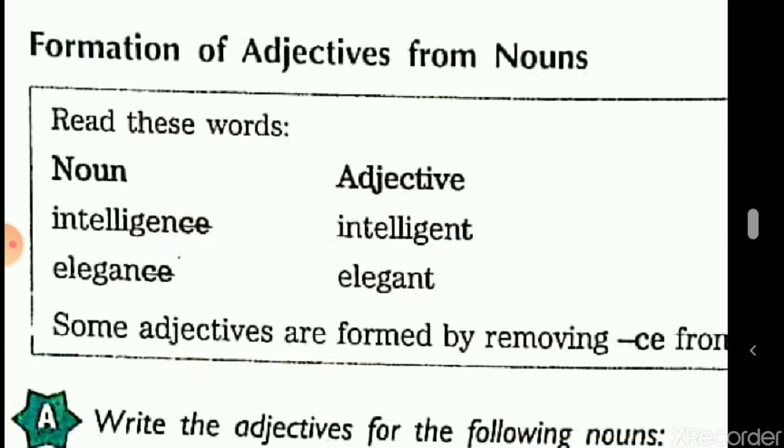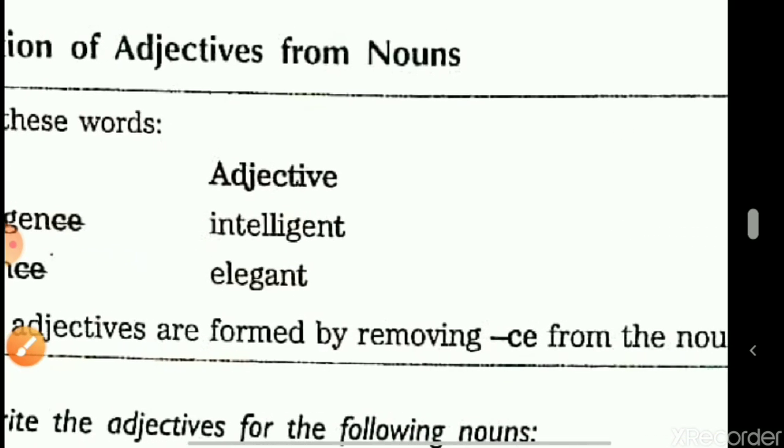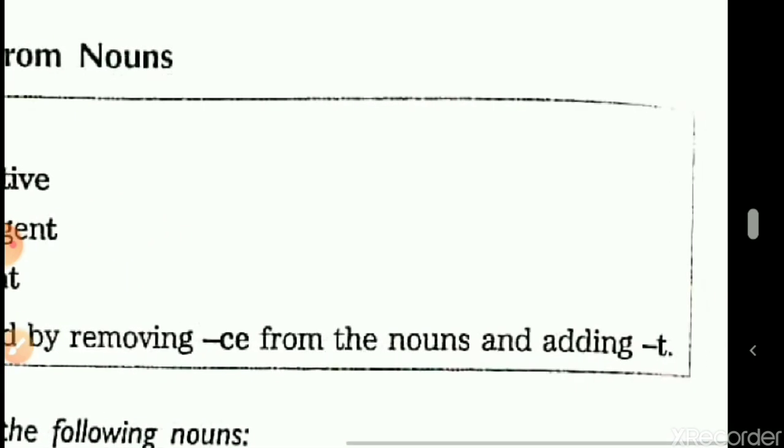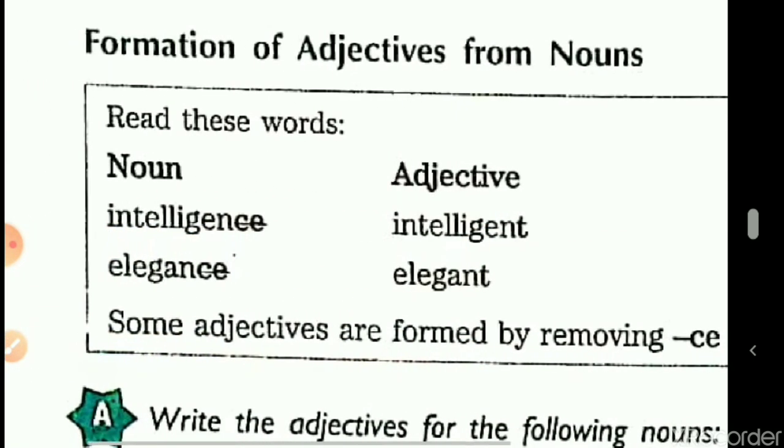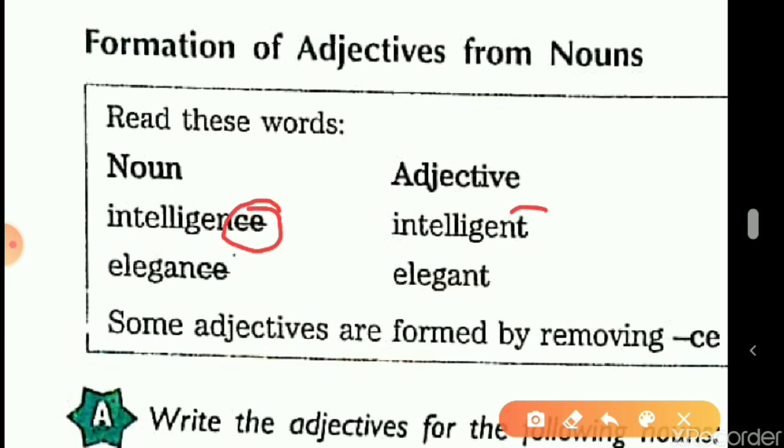Now the rule says some adjectives are formed by removing C from the nouns and adding T, which we have seen. कि intelligence में भी last में से हमने C remove किया और T को add किया. Elegance में से भी last में हमने C को remove किया और T को add किया. तो intelligence का adjective क्या हो गया? Intelligent. And the adjective for elegance is elegant.